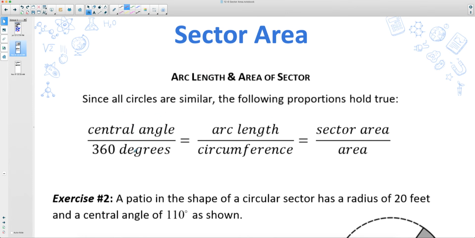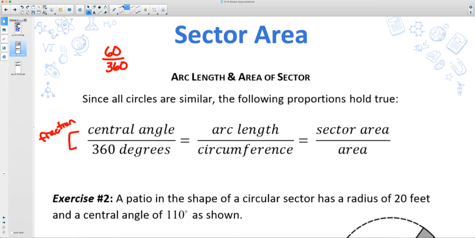Central angle over 360 degrees. This would give us the fraction of the circle we're looking at. So as an example, the previous one, it was 60 over 360. The fraction of the angle over the entire degrees, the fraction of the length of the arc over the entire circle, the fraction of the area of the circle over the entire area.